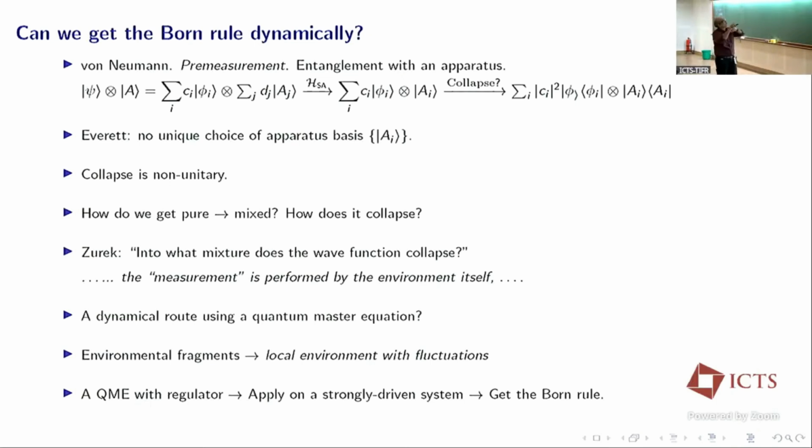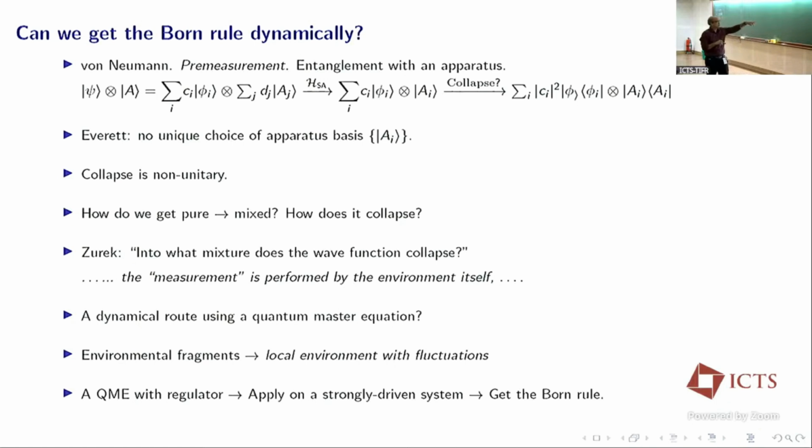I mean, and then Everett later showed that although it is possible that you can do that, it is not guaranteed that there would be a unique choice of apparatus basis. And much later, Zurek asked the question, into what mixture does the wave function collapse, and gave the clue that measurement might be kicked by the environment. Environment might be playing some role here. So we are trying that the local environment with fluctuations might be playing some role.